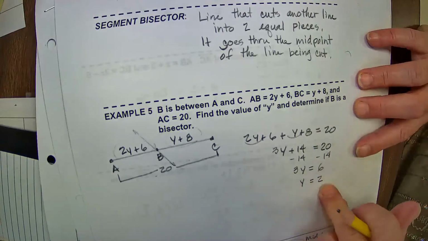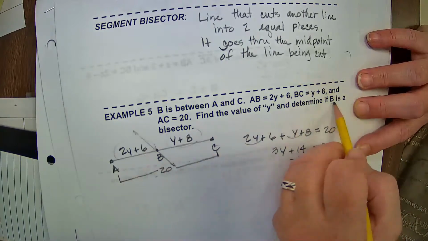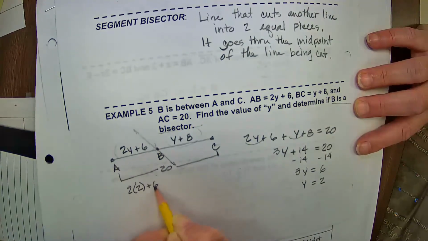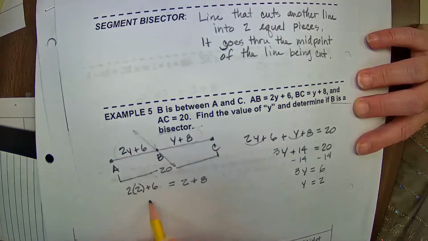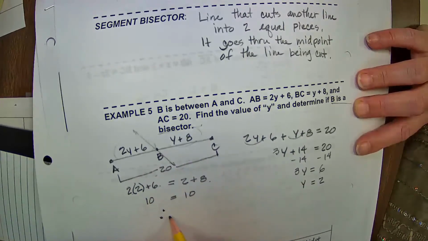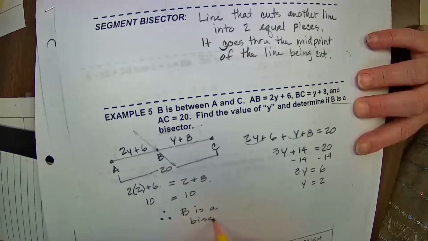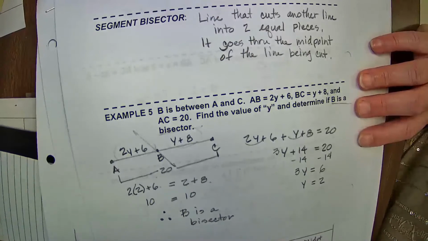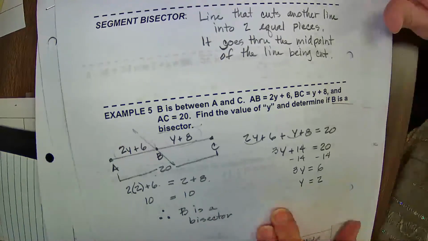Okay, so now we need to go back and plug in and see if we get the same thing to determine if B is a bisector. So 2 times 2 plus 6, does that equal 2 plus 8? 4 plus 6 is 10. 2 plus 8 is 10. They equal, so therefore B is a bisector. Does that make sense? You just proved it. Any questions on what we did? Okay, so flip over.